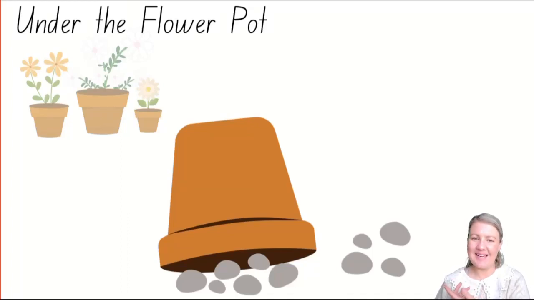Well, I can see there are six under the flower pot and four outside of the flower pot. Six and four. I know that that makes 10. Today I'm going to start with 10 pebbles and a flower pot. I'm going to ask you some questions as I put some pebbles underneath the flower pot. Let's take a look at this together.